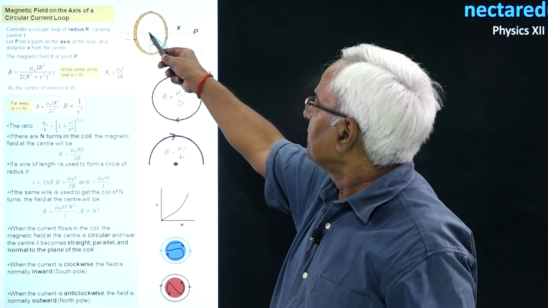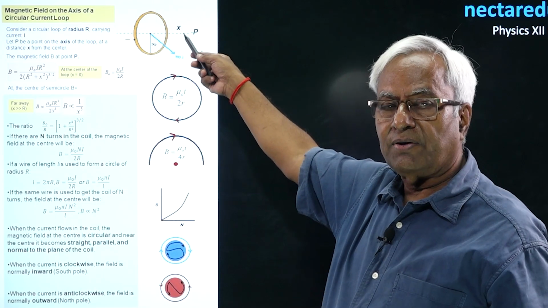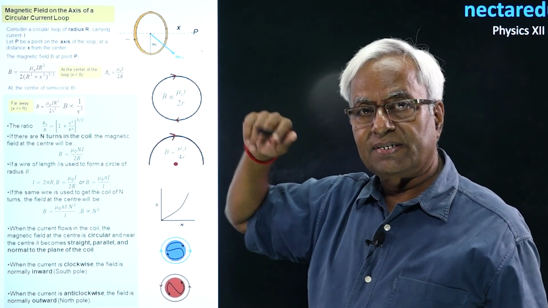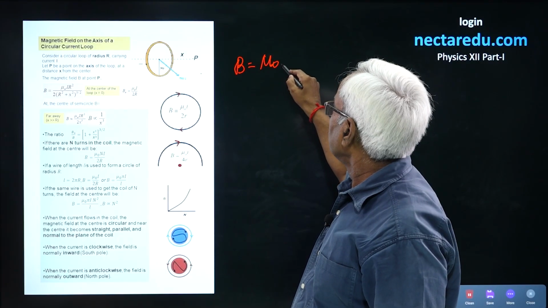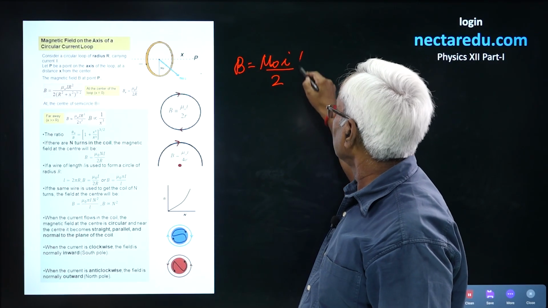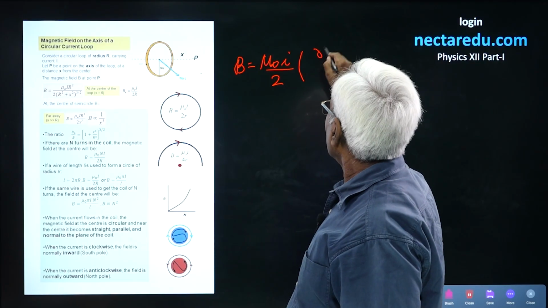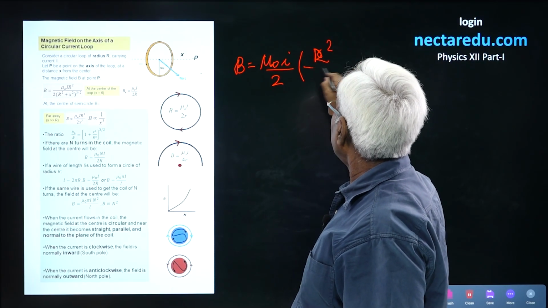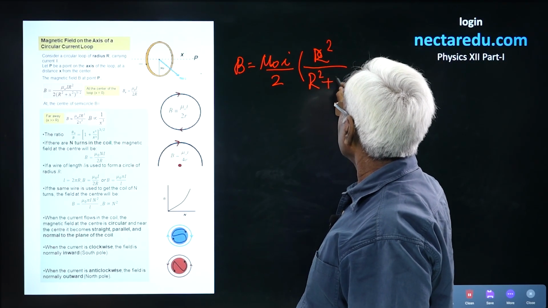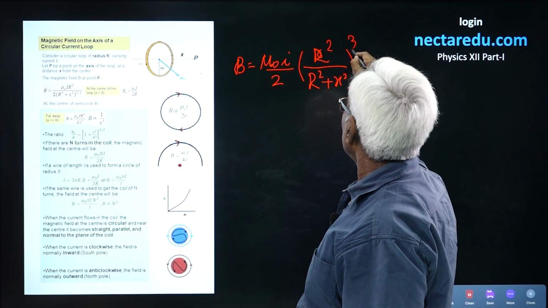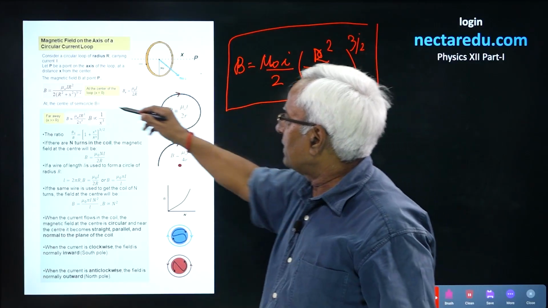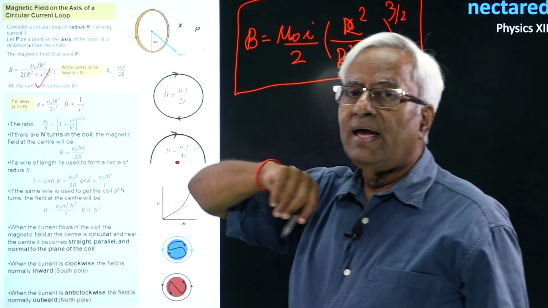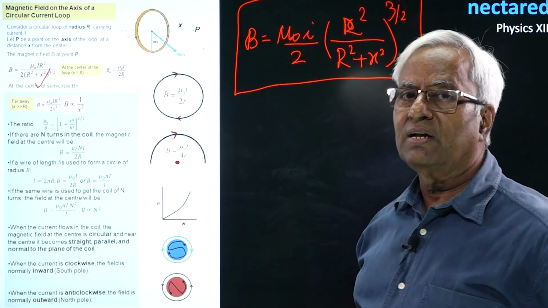Here we have considered a point on the axis of the coil. Suppose it is at a distance x, then the magnetic field would be given by mu naught I upon 2, this is r square upon r square plus x square whole to the power 3 by 2. This is the magnetic field at a distance x on the own axis itself.